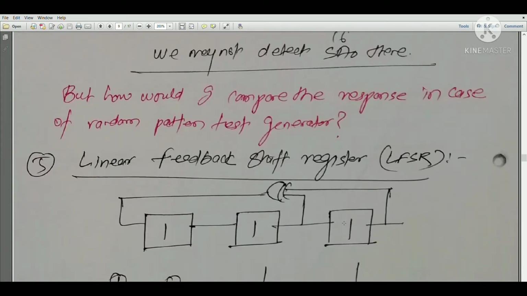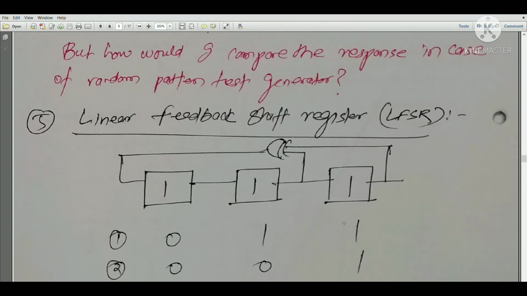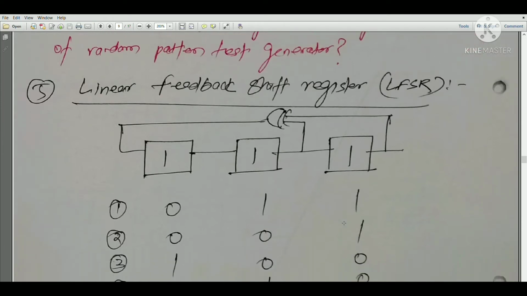So now the next method may be the solution for all the drawbacks and lacunas that we discussed. It is the linear feedback shift register, LFSR. It is very popular in generating test patterns. Here I have shown the example of a three flip-flop shift register, I mean, a shift register containing three flip-flops. So the initial logic is 1 1 1. If 1 is XOR with 1, I will get 0, and then if 0 is XOR with 1, I will get 1. Okay, and so on.